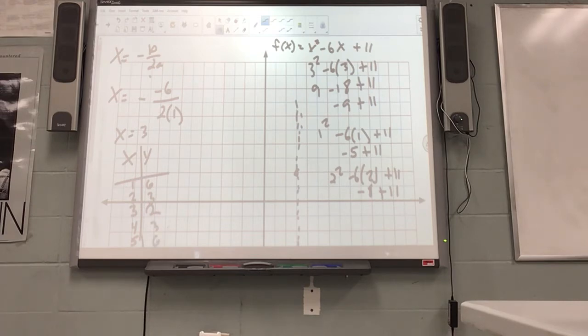I wrote it already, but let's check them just to make sure. 4 squared minus 6 times 4 plus 11. That is 16 minus 24, which is negative 8, and negative 8 plus 11 is 3. So I think we're pretty good on our points. Y'all think we're all right? Ready to graph? Over 1 up 6. Well, no, over 2 up 3. Already got my vertex. Over 4 up 3. And then over 5 up 6.